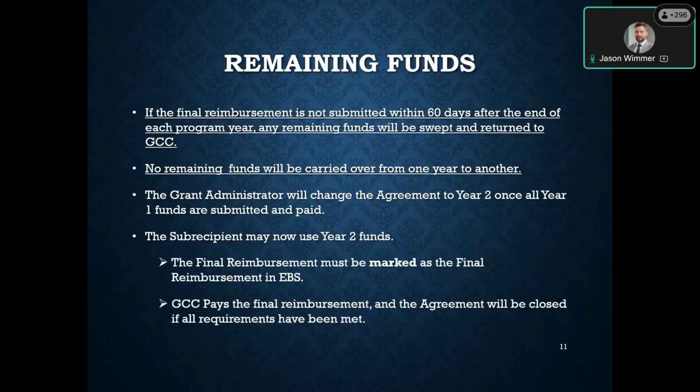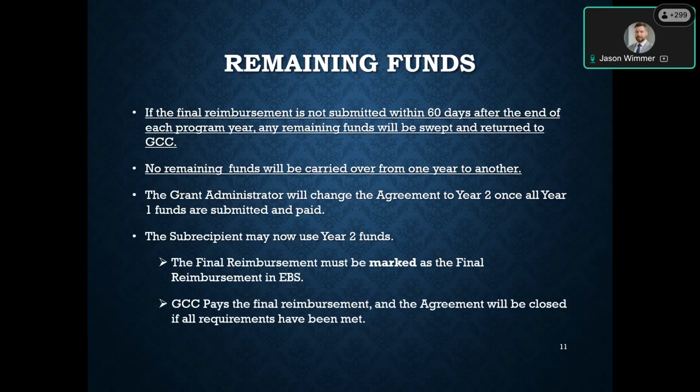I want to make you aware of some continued changes due to the reduction of funding that we have been seeing and anticipated and have implemented some things. One is your final reimbursement for the year is due 60 days after the end of each program year. The remaining funds after this period will be swept and returned to GCC. No remaining funds will be carried over from one year to the next, except if you have certain JJ grants. This will allow GCC to keep better track of the funds and better utilize these funds with our subrecipients. The final reimbursement for each year must be marked as final in EBS. This is going to alert the grant manager to move to the next year or close the grant.